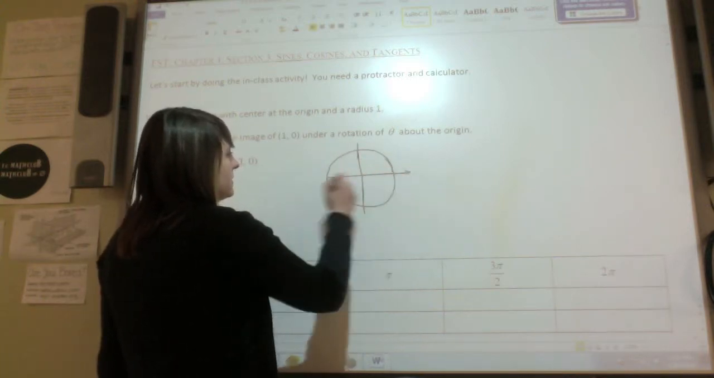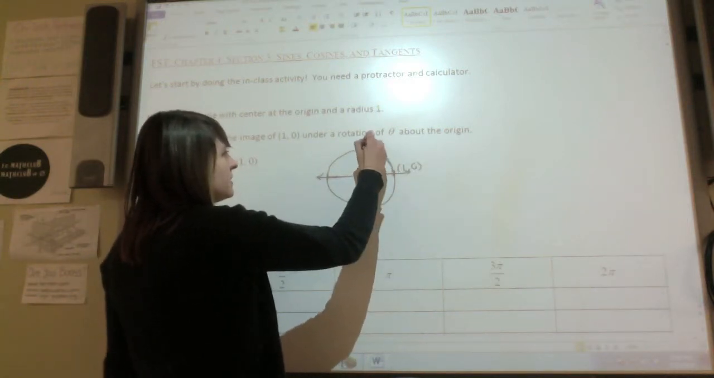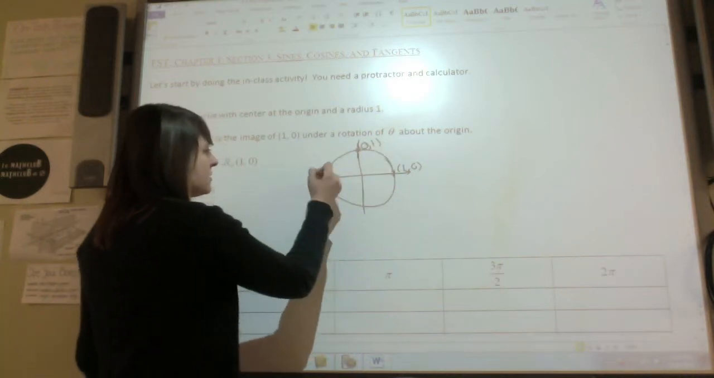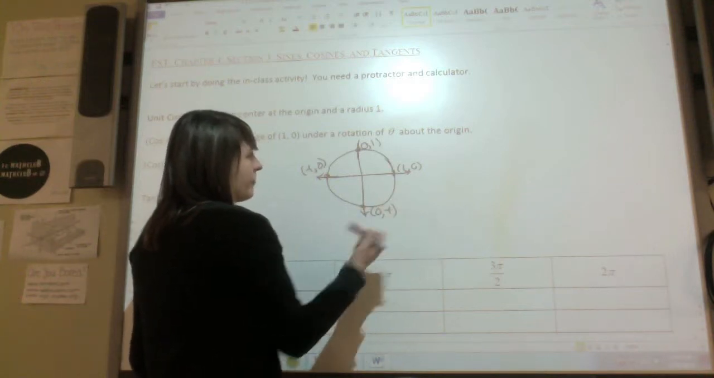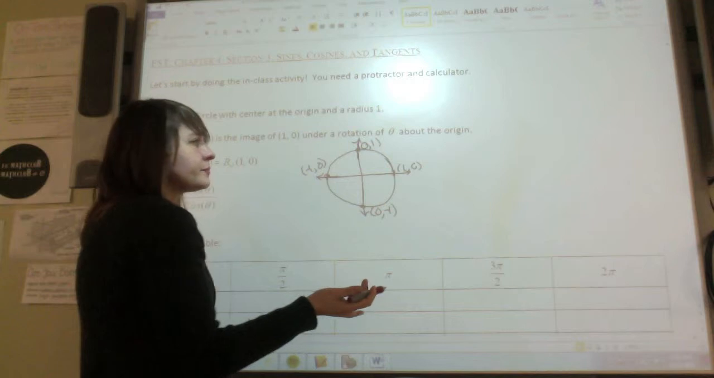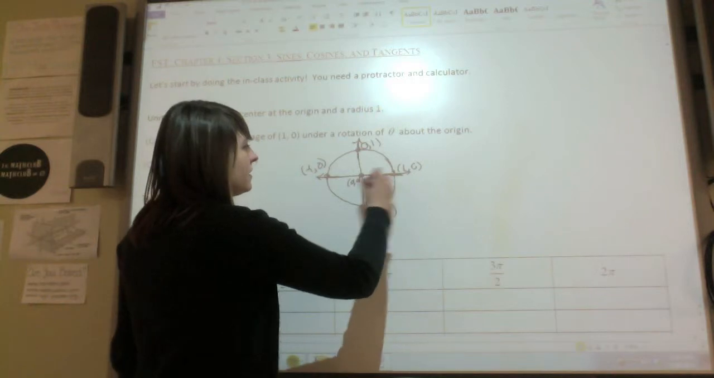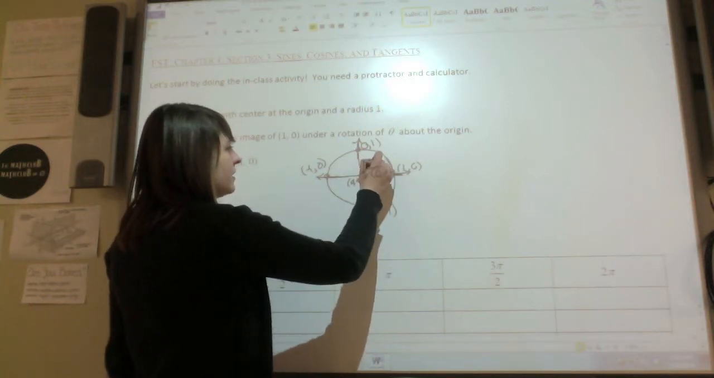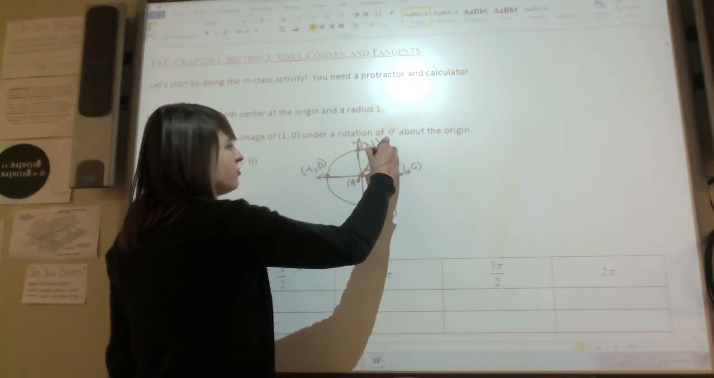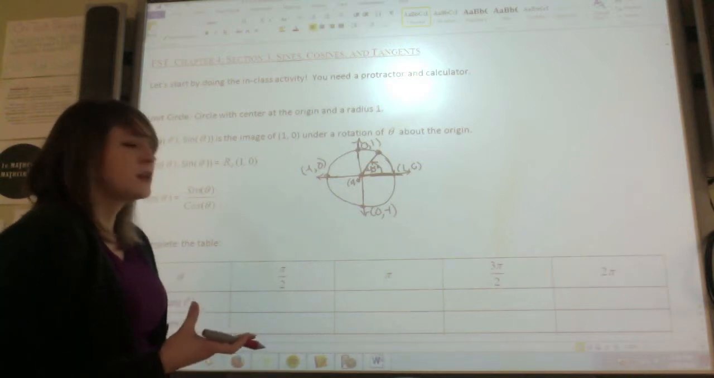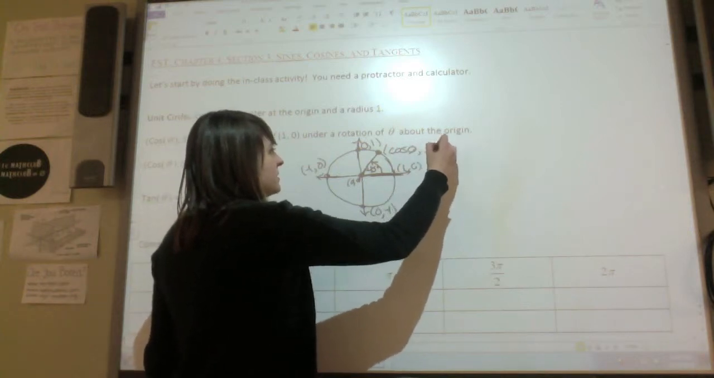So let's say this is my unit circle, which means this is the point (1, 0), this is the point (0, 1), this is the point (-1, 0), and this is the point (0, -1). Now, this is my origin, (0, 0). I'm taking this side here and I'm rotating it a certain amount of degrees. So let's say I rotate it 45 degrees. Well, this new point that I get here, to figure out the actual coordinate point, I can take the cosine of theta, comma, the sine of theta.